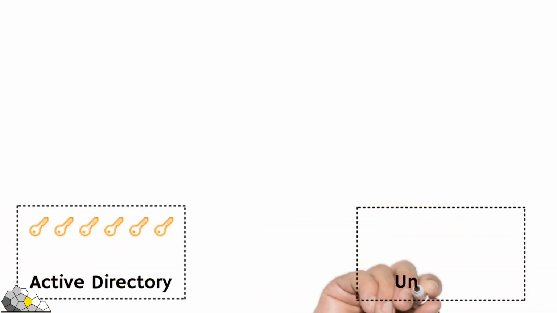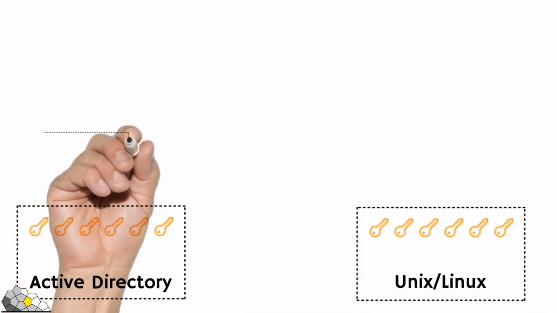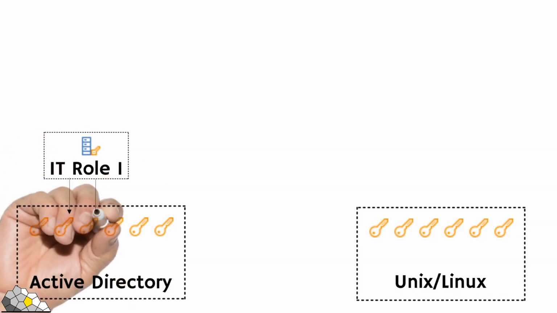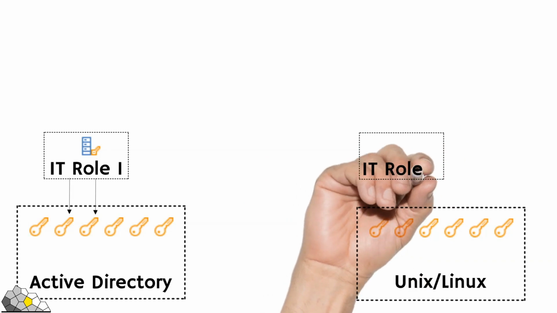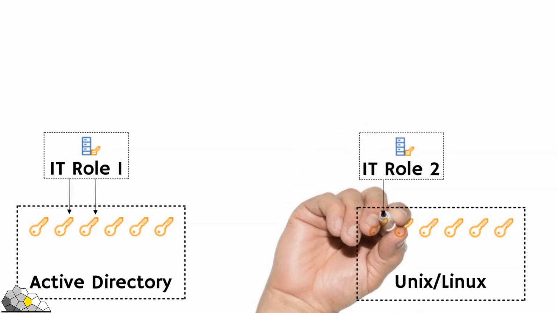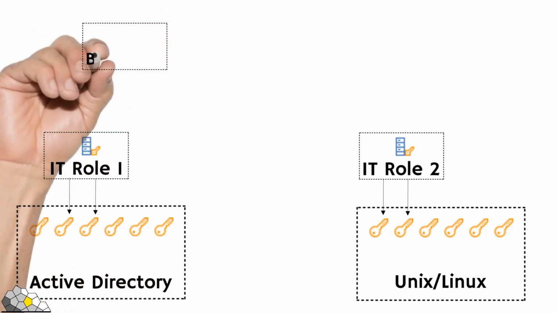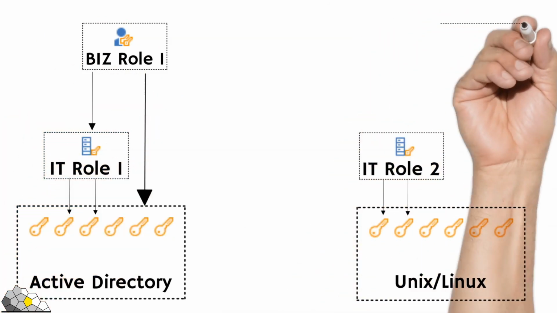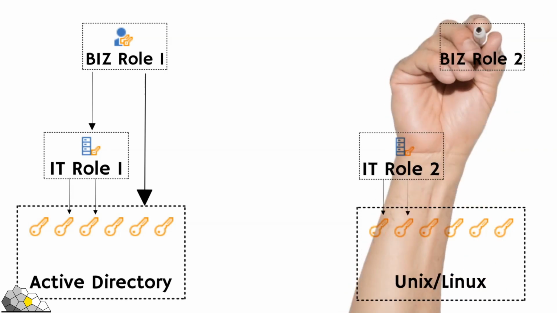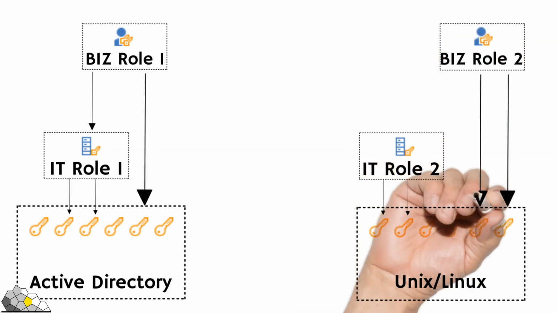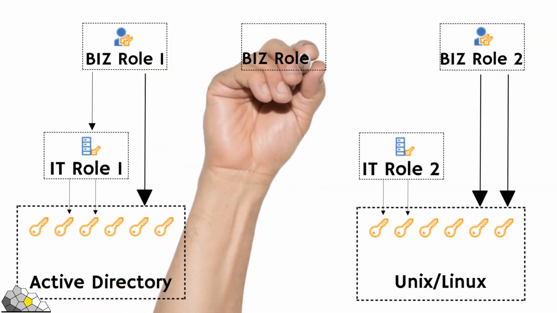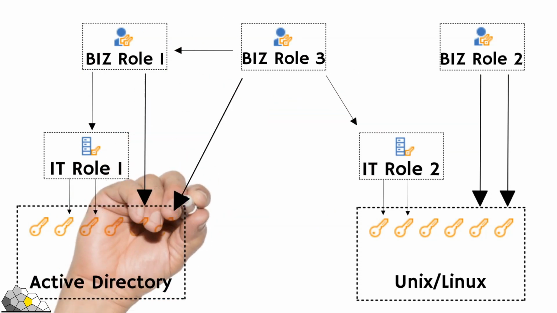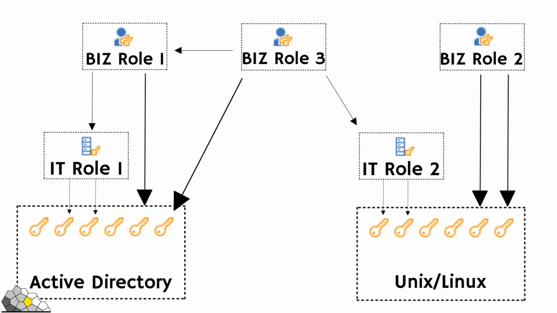So permissions are the low-level entitlements on a provisioning target, like Active Directory or the Linux operating system. IT roles are a collection of permissions for a specific provisioning target. And then we have business roles, which are a collection of a combination of IT roles and permissions that span provisioning targets. And crucially, business roles can also incorporate other business roles. So in the example here, our third business role is made up of business role 1, IT role 2, and also low-level permissions on the Active Directory system itself.